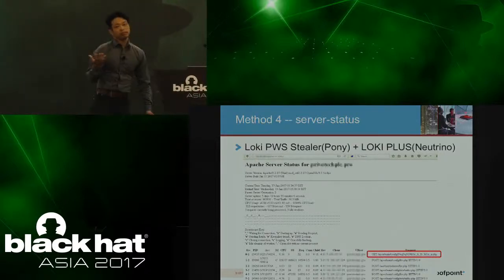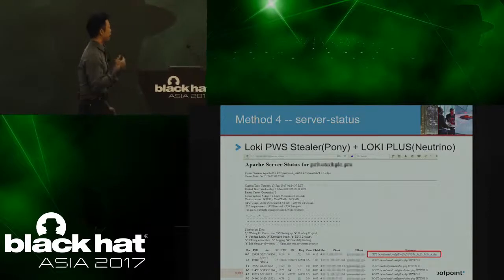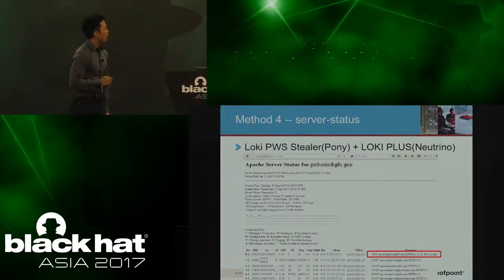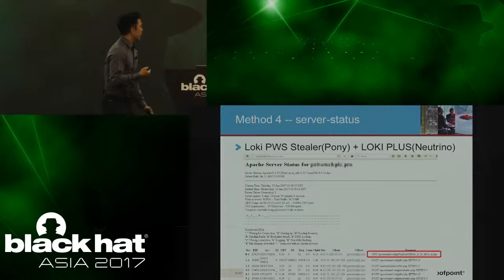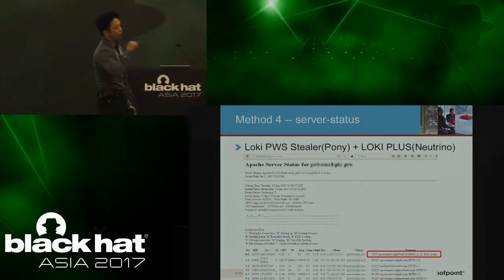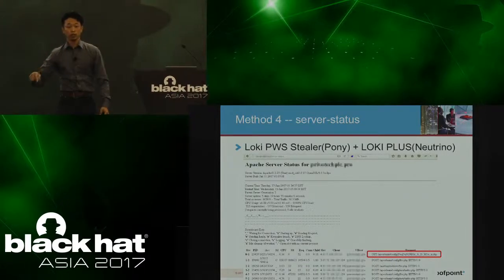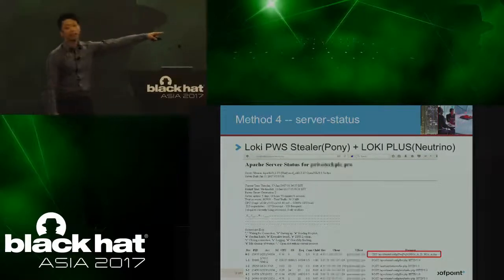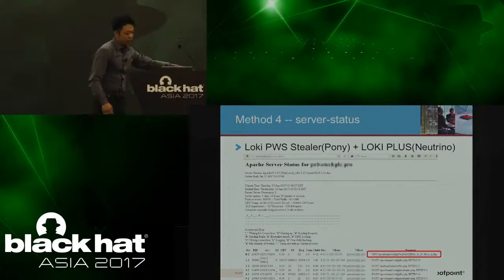And one technique that we can use is Apache's server status module. For example, the Loki Password Stealer group turns this module on in their Apaches. And so when we found their command and control server, we were able to find slash server-status, and we're able to list out.